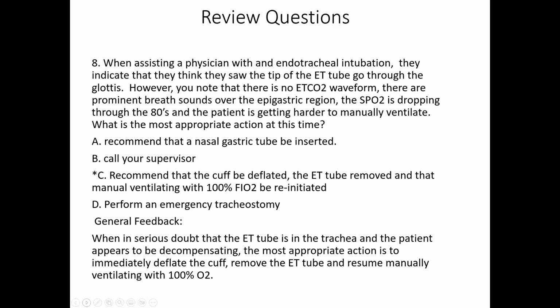Recommend that a nasogastric tube be inserted, maybe eventually. Call your supervisor. Recommend that the cuff be deflated, that the ET tube be removed, and that manual ventilation with 100% oxygen be reinitiated. Perform an emergency tracheostomy. Feedback: when in serious doubt that the ET tube is in the trachea and the patient appears to be decompensating, the most appropriate action is to immediately deflate the cuff, remove the ET tube, and resume manually ventilating the patient with 100% oxygen.